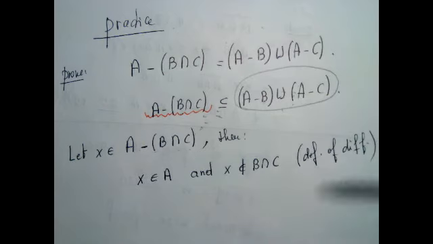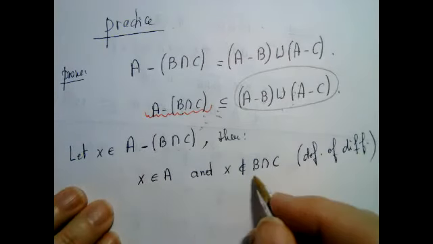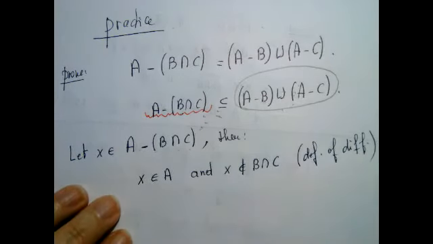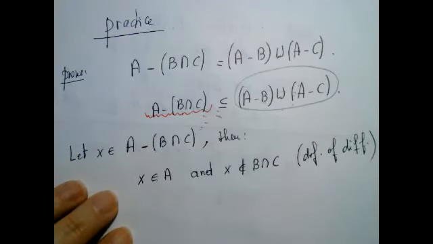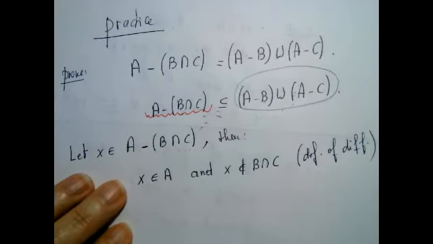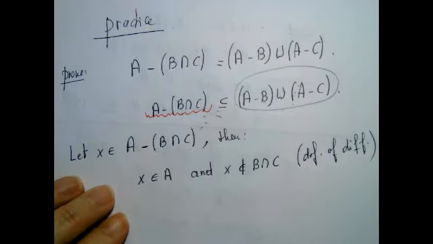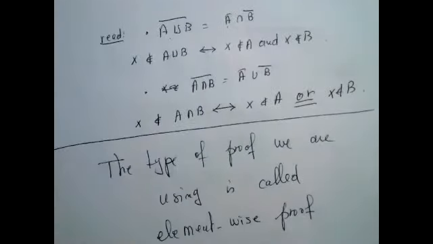Now, what does this mean? It's not in B intersect C. What does this mean to us? X is not in B and not in C. No. No. Why did I scream? It's or. Or. That's the heart of De Morgan's law.